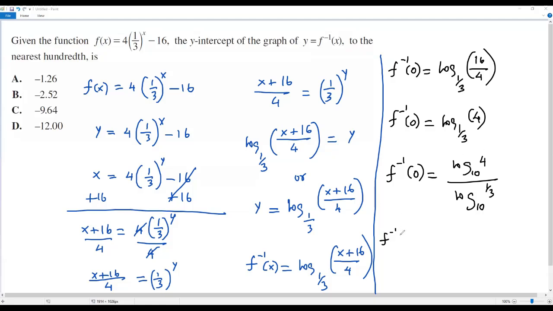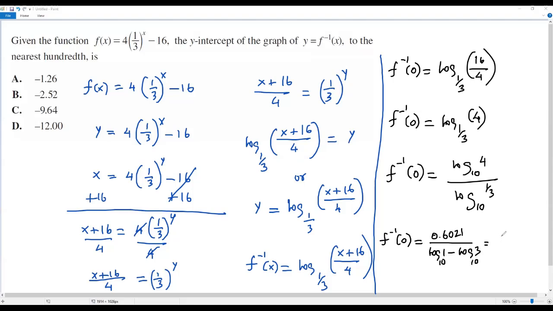Now we can use our calculator to get the value of log 4 because now the base is 10. So it's a common logarithmic base. The value of log 4 to the base 10, I'm just rounding to 4 decimal places. Then I'm getting 0.6021 divided by the value of log 1/3 to the base 10. So first we have to simplify this one. That is, in the argument we have a division of two numbers, 1 and 3. So you can use the quotient rule, that is log 1 minus log 3 to the base 10.